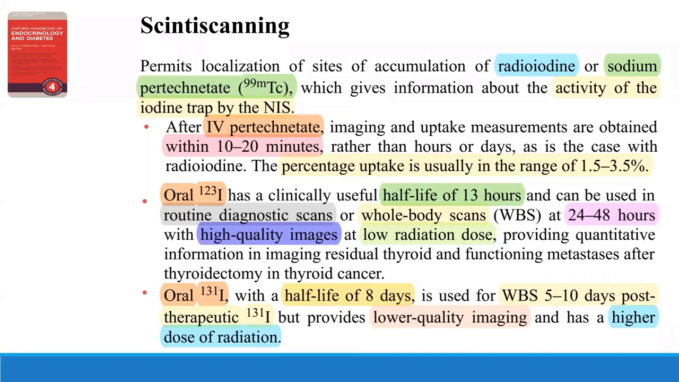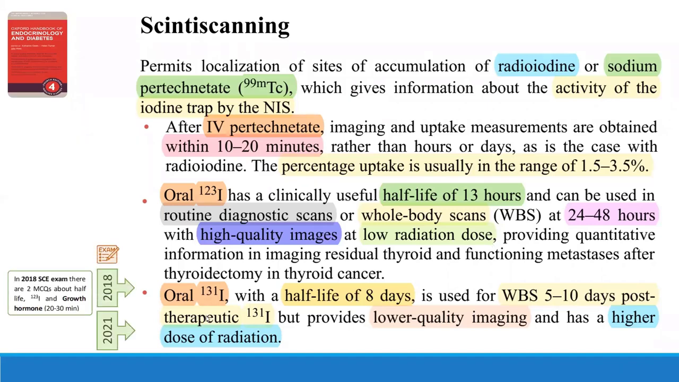Another iodine isotope is oral iodine 131, with a half-life of 8 days. This is very important. It is used for whole body scan in a case of differentiated thyroid carcinoma, 5 to 10 days post-therapeutic radioactive iodine ablation, but it provides lower quality image and has a higher dose of radiation. So we have three materials to do the scan: technetium, iodine 123, and iodine 131. The half-life of the three elements is very important. Usually we use oral iodine 123 because it has high quality image, a short half-life, and low radiation dose.